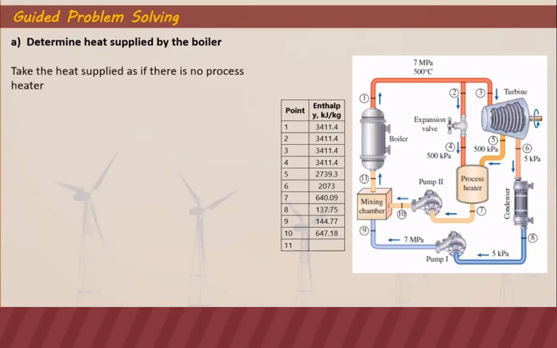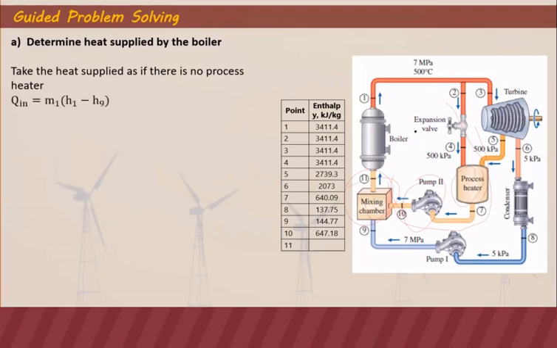So we take the heat supplied as if there is no process heater. So the total heat supplied by the boiler, assuming that there is no process heater, meaning this portion here does not exist. So it will just go to a simple Rankine cycle, as you can see. Meaning there's no mixing chamber also, there's no pump to process heater, in order to get the total heat that can be actually supplied by the boiler without the process heater.